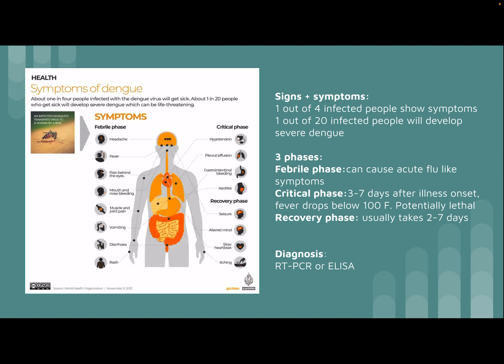The critical phase is 3 to 7 days after illness is onset. The fever drops below 100 degrees, and this is potentially lethal. The critical phase is characterized by hypotension, pleural effusion, gastrointestinal bleeding, and fluid buildup in the abdomen, ascites. The recovery phase usually takes 2 to 7 days, and this is characterized by seizures, altered mind, slow heart rate, and itching. The diagnosis of this disease is usually reverse transcriptase PCR or ELISA assay.